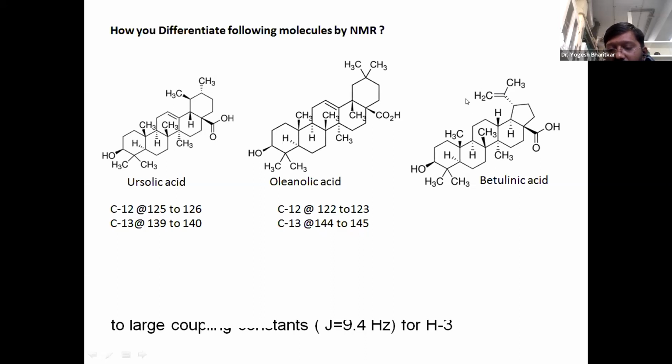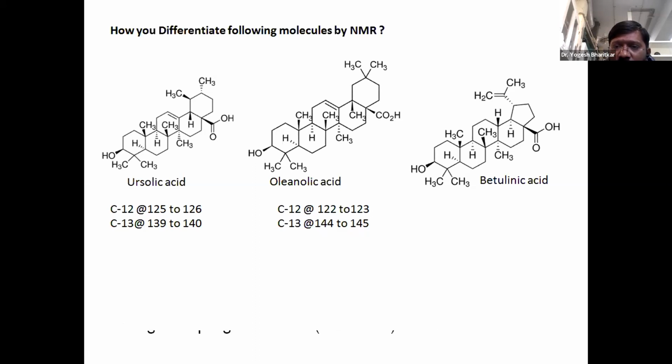Actually, for this double bond, in other cases of CH2 we get signals at a maximum of 30 to 50 ppm. But in this type of molecule, we get a signal at nearly 109 to 110 ppm. Then we can say it is a betulinic acid, or lupane skeleton, present in the molecule.